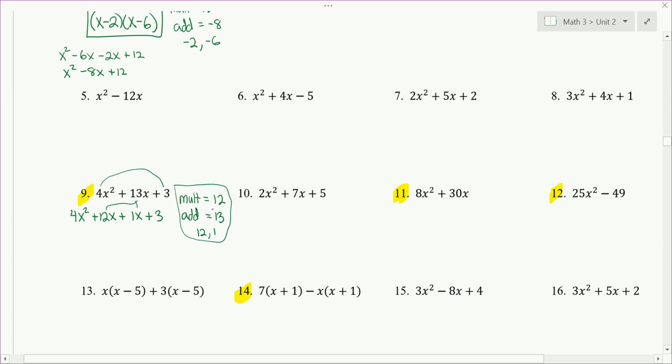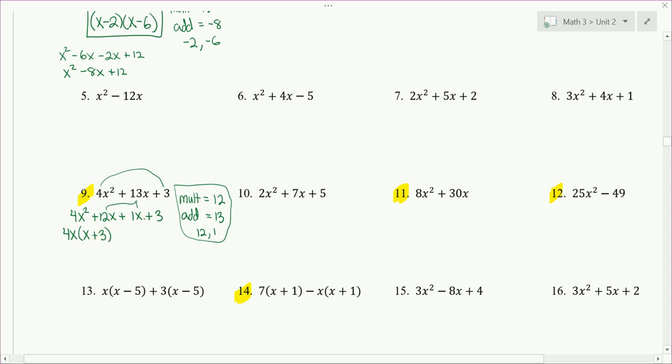Next, we factor by grouping. If you remember what that means, you look at the first half of these 4. When you have 4 terms, you always think factor by grouping. You look at the first 2 terms, ask yourself, what can I factor out of the first 2 terms? What is the greatest common factor? In this case, it's 4x. If I divide 4x squared by 4x, I get x. If I divide 12x by 4x, I get 3.